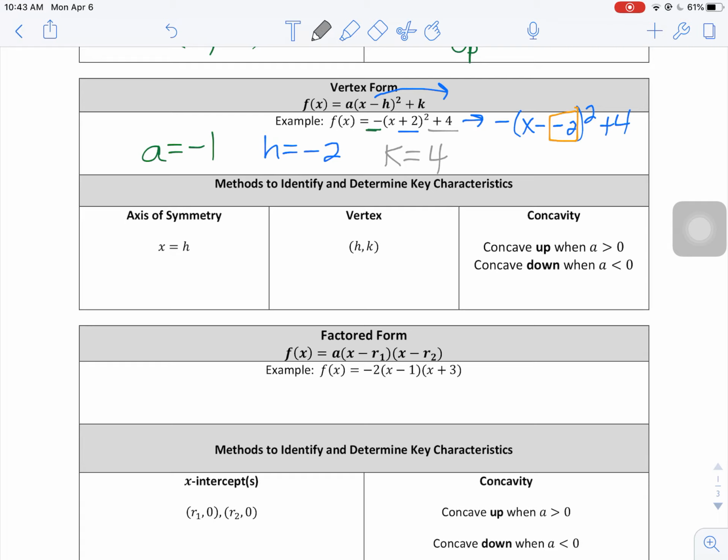Whenever you're in vertex form, there are 3 things that are super easy to find: the axis of symmetry, the vertex, and the concavity. Axis of symmetry is simply x equals whatever the x-coordinate of the vertex is. And when you're in vertex form, your vertex is always h, comma, k. So your vertex would be negative 2, comma, 4, and your axis of symmetry is x equals negative 2. Concavity is super easy. It's the same for every form. Just look at the number in the front. In our case, a is negative 1. Since negative 1 is negative, it's concave down.